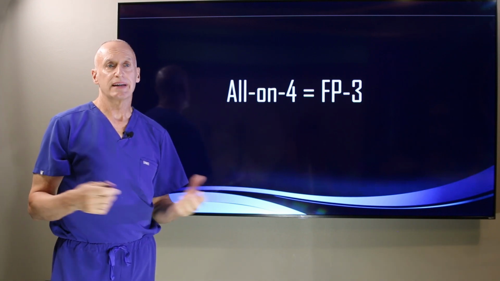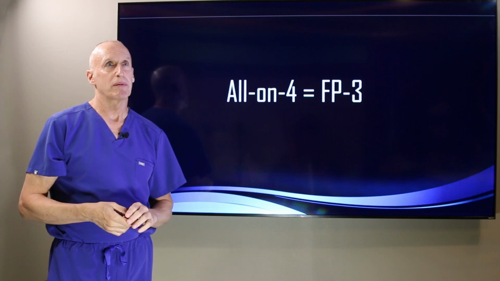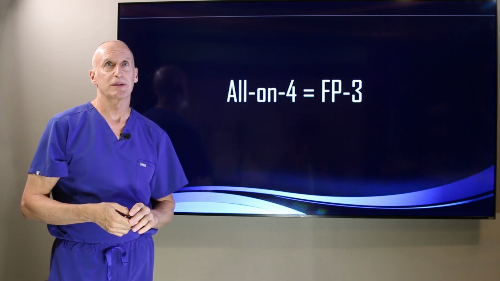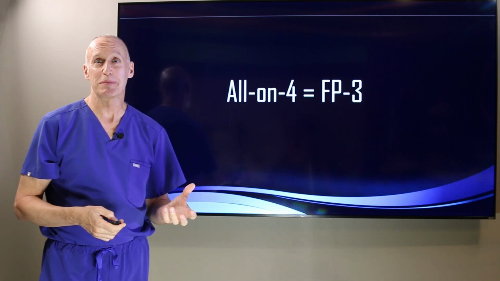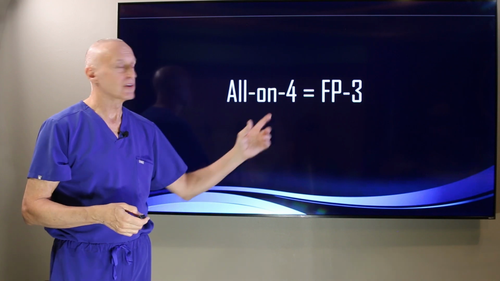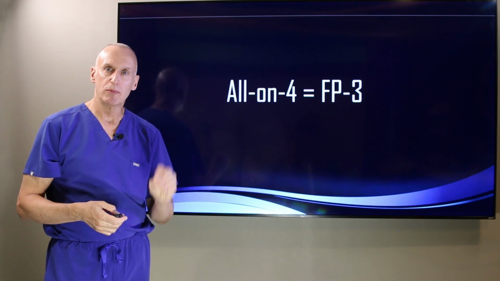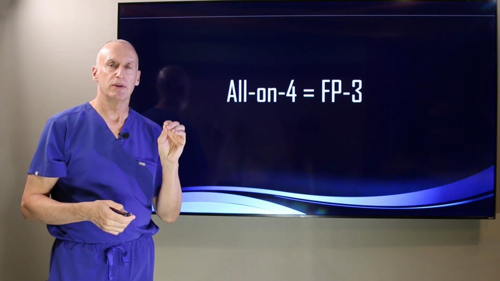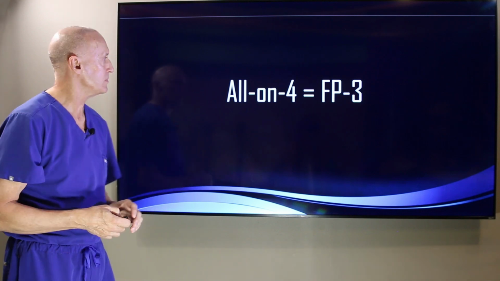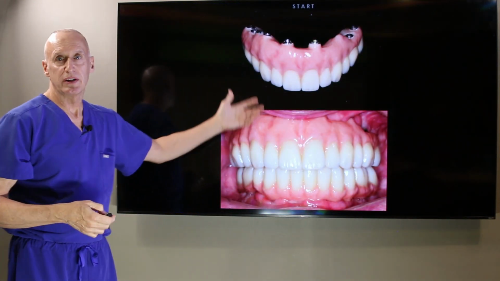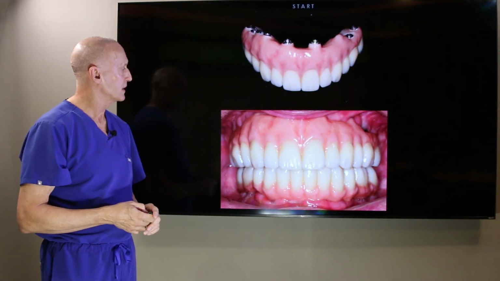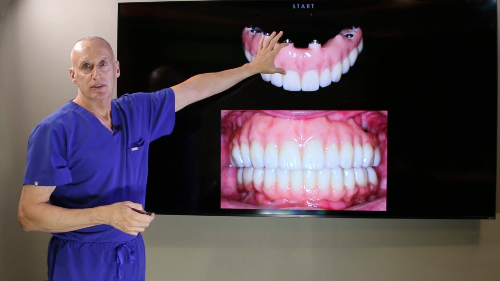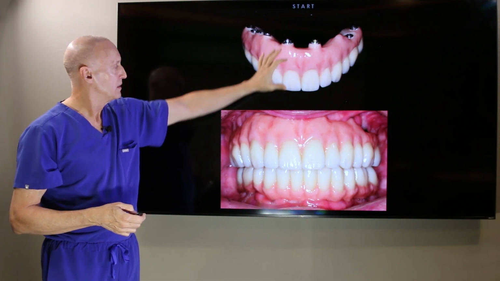So on any given day in the United States, there's probably, I'm going to say, 10,000 people getting all-on-4. They're all getting FP3s because they remove bone before they place the implants. So this is what an FP3 or an all-on-4 looks like. Massive amounts of pink zirconia.